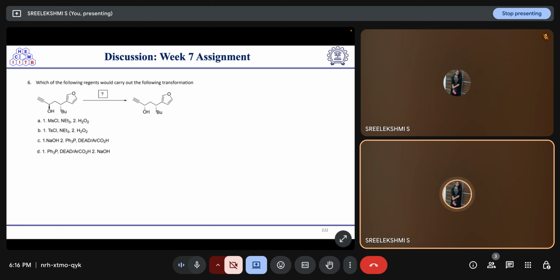Now the next question, which of the following reagents would carry out the following transformation? First one, mesyl chloride, triethylamine, then H2O2, then tosyl chloride, triethylamine, H2O2, then NaOH, then Mitsunobu reaction, and then NaOH.